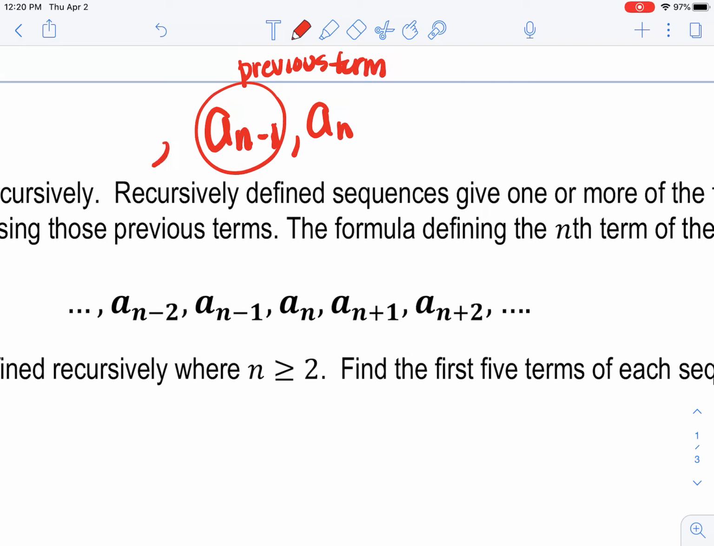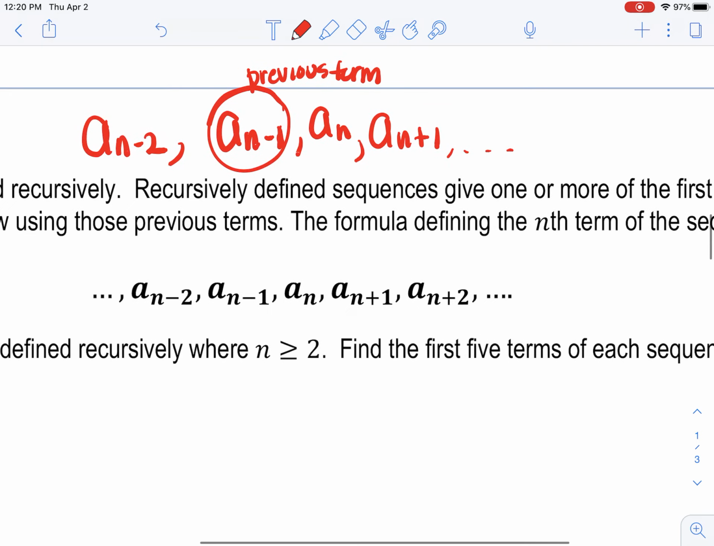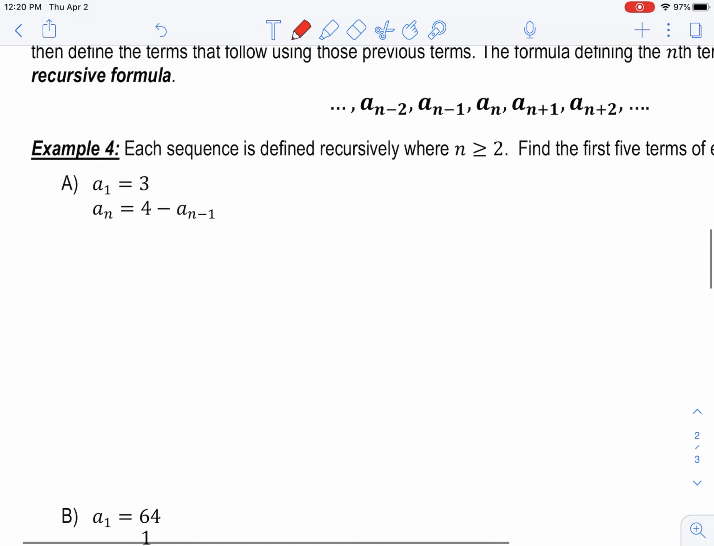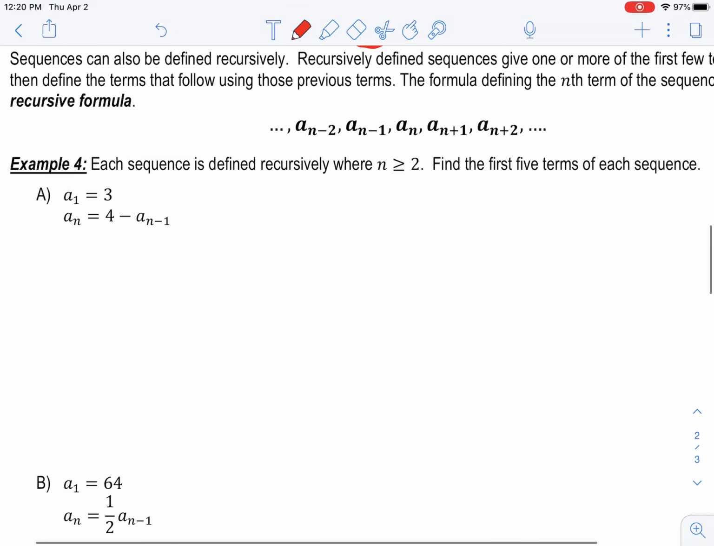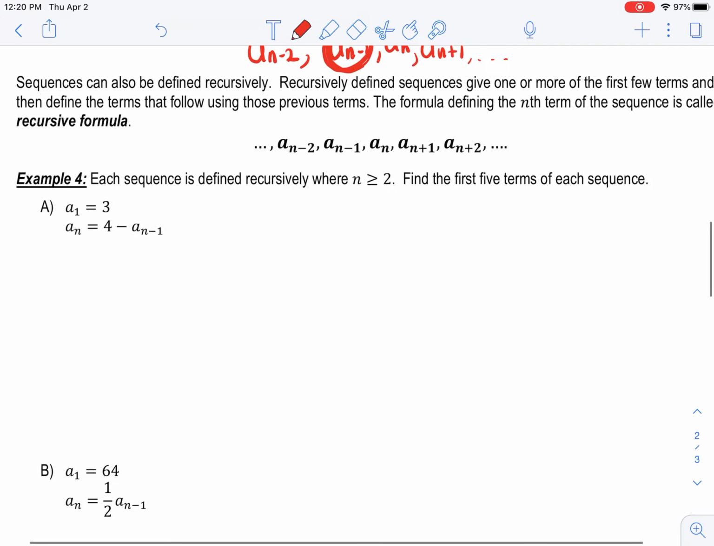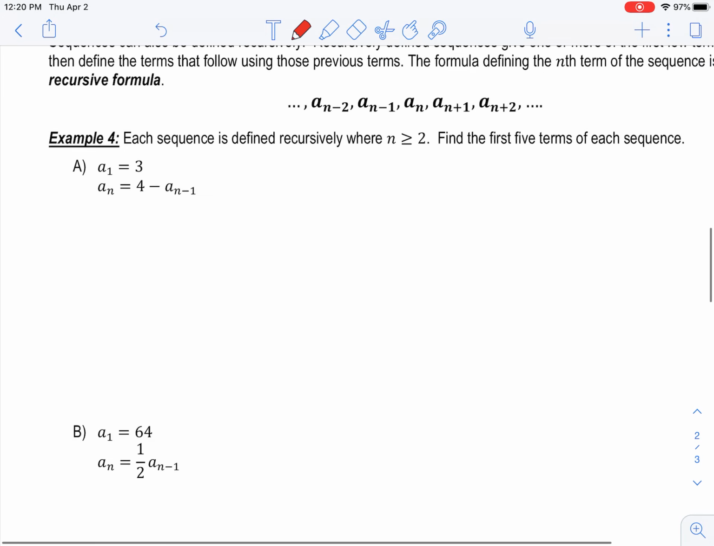If I want to talk about the term before that, that's a sub n minus 2. If I want to talk about the term after the term I was talking about, it's a sub n plus 1, and so on and so forth. What's really important is just knowing that a sub n minus 1 is really the previous term. Okay, so it says each sequence is defined recursively where n is greater than or equal to 2. Find the first 5 terms of the sequence.